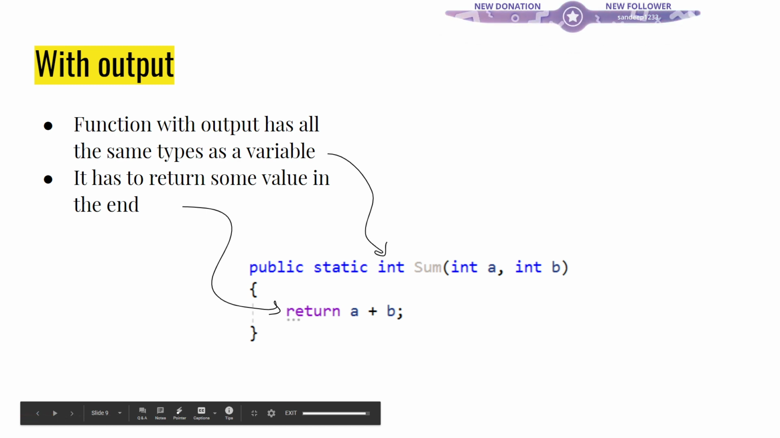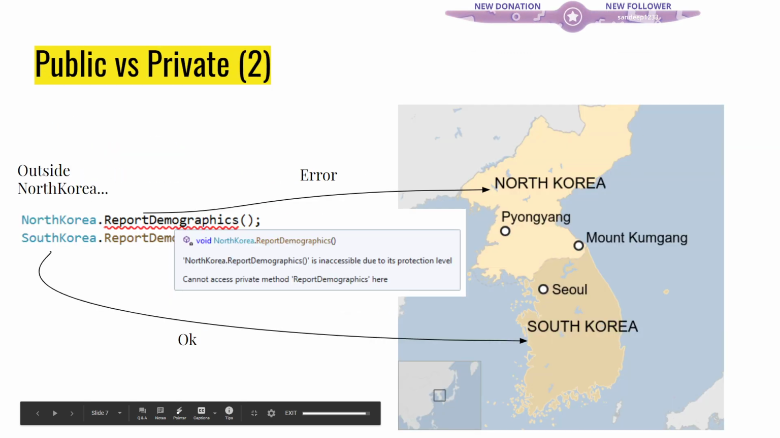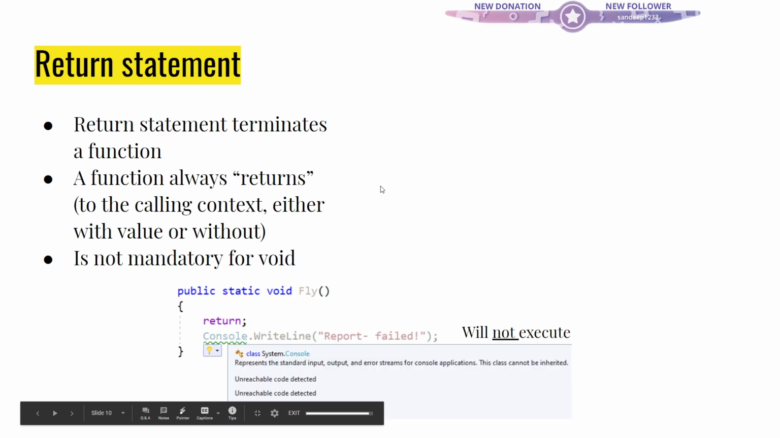What does static do? Static is a keyword which makes a function or a variable callable from a class directly without creating that class. If you refer to this, for example, I didn't create North Korea, I called report demographics directly. And same for South Korea, report demographics without creating a Korea. It's a static method. There is only one North Korea and one South Korea, so it kind of makes sense to have it as a static method. But about it later, don't pay too much attention. When we talk about object-oriented programming, we'll delve deeper into it.